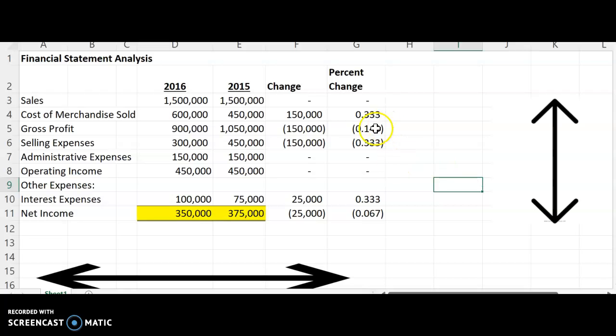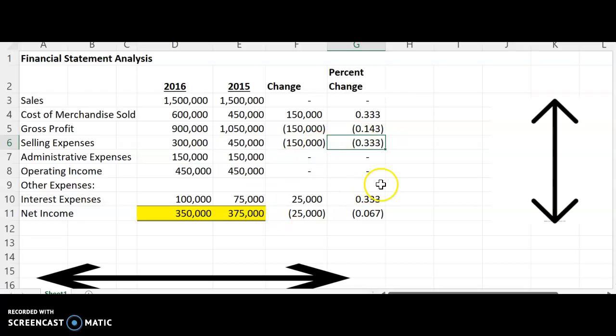So I can see that I have a 33% increase in the cost of merchandise that I sold. In other words, I had to pay more for the merchandise than what I was selling it for, but I didn't mark it up any more. So that is what caused the decline here. Then I didn't have any change in administrative expenses, but I did have a change in selling expenses. It actually decreased, so that was a good thing. It just didn't decrease enough to keep me from losing money here.